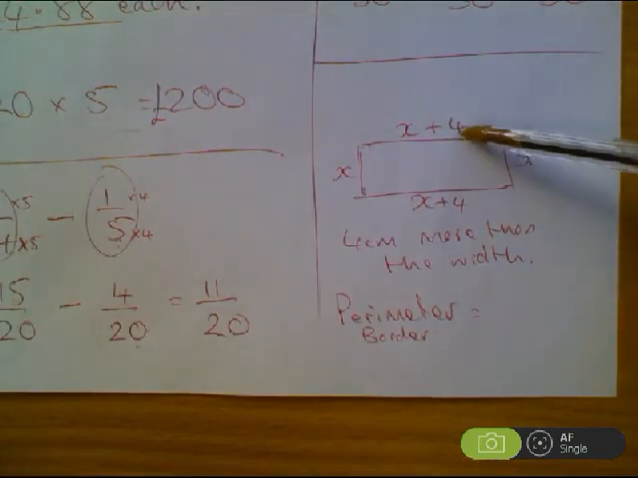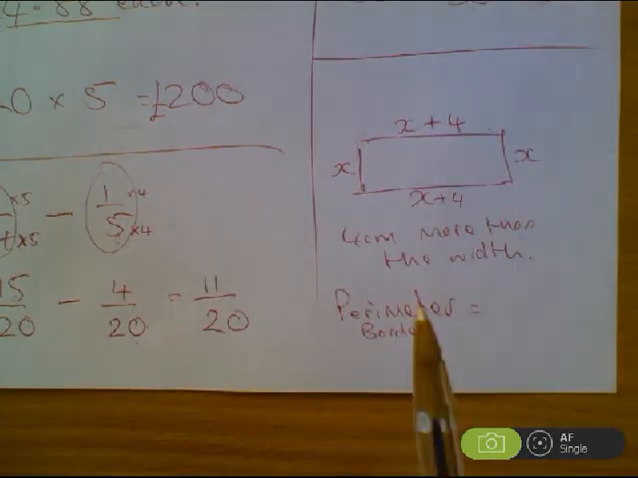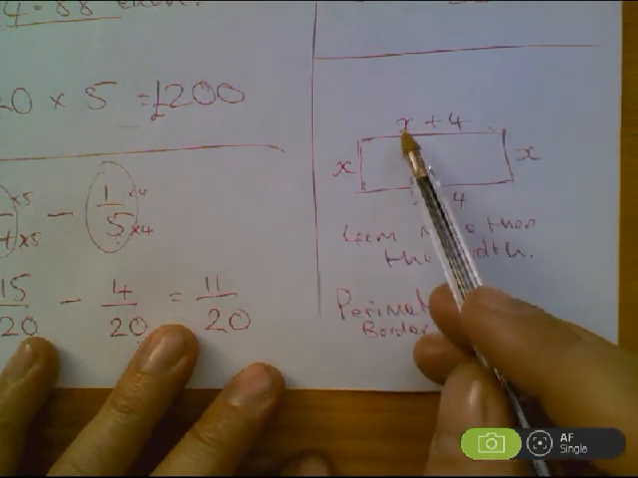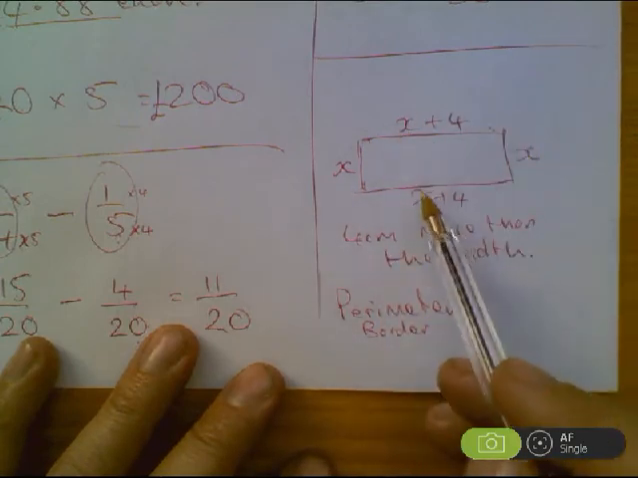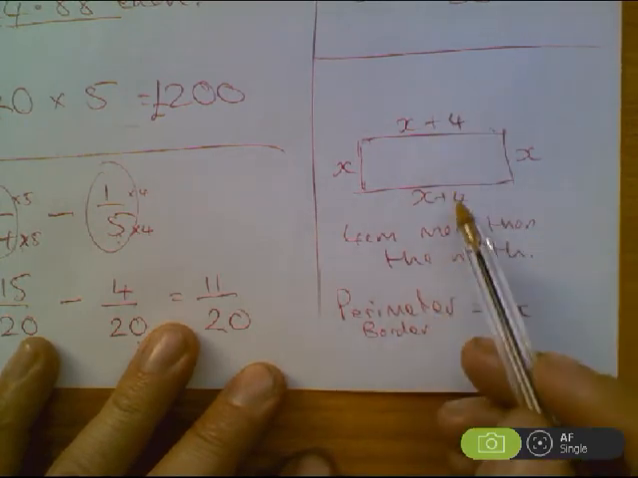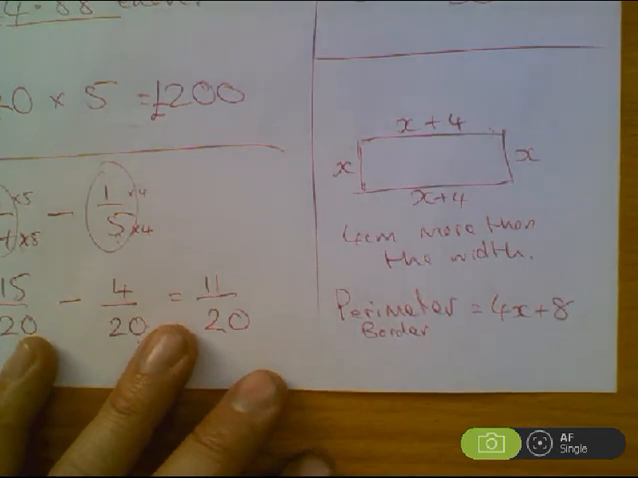Because it's a rectangle, the top length and the bottom length are the same, and the width on both sides are the same. So the perimeter is all these 4 lengths added up. So I can add up the x's separately. So x plus x plus x plus x is 4x. And then I've got a length of 4 there and a length of 4 there, so it's plus another 8. So that would be the perimeter of the shape.